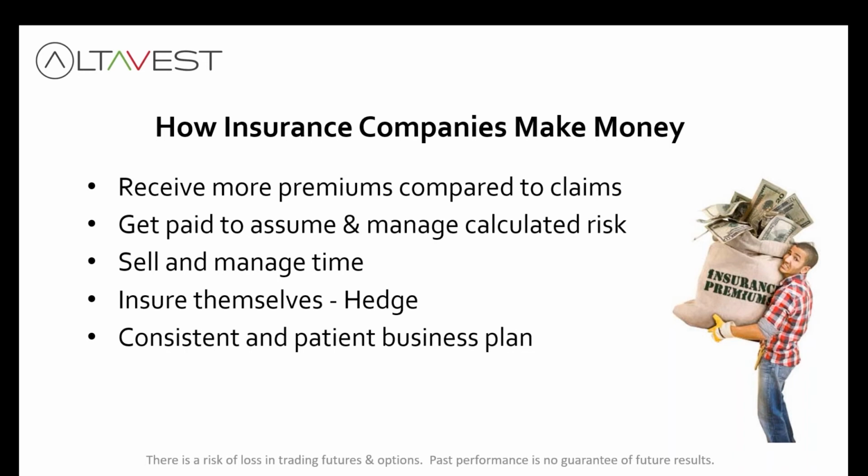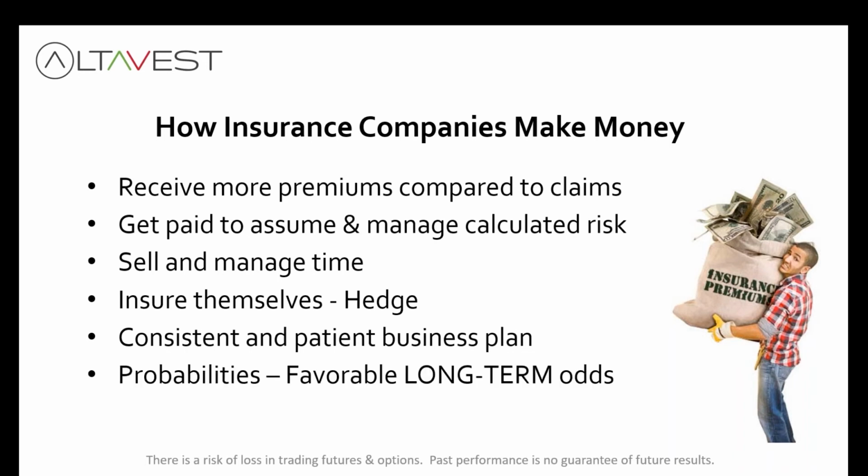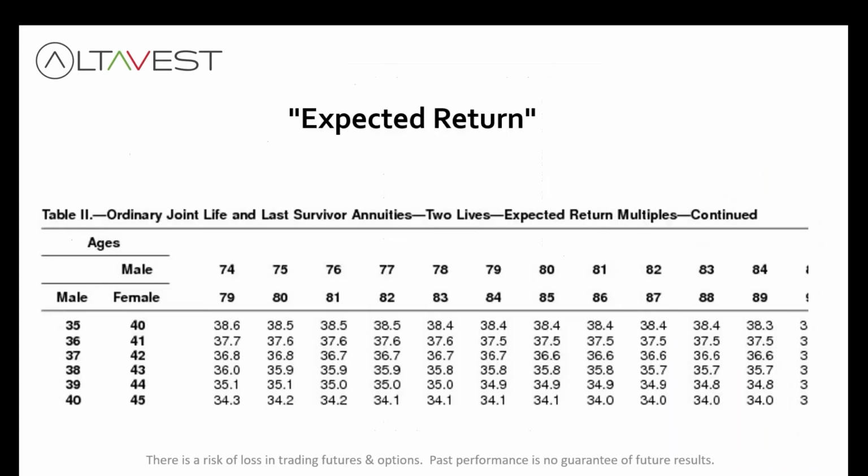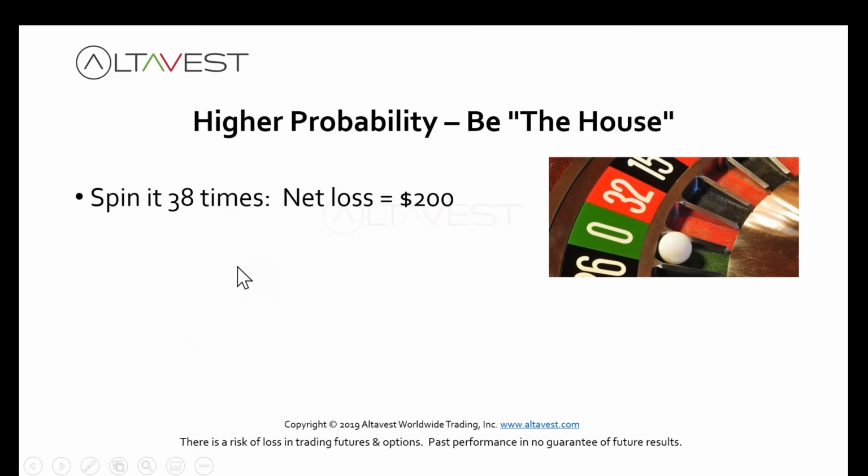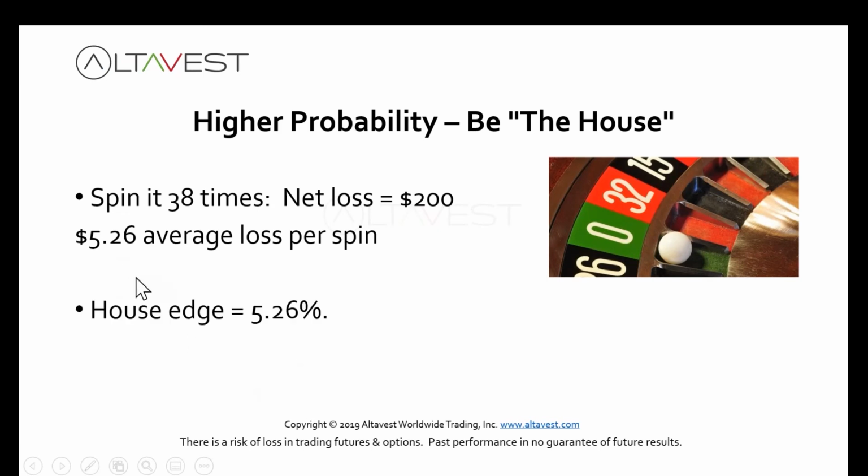And they have a consistent approach to their business, and they look at probabilities. Long-term odds is what they're looking at. Statistics, expected returns, actuarials, just math, pure and simple, very dispassionate, very objective, just like a casino. For example, you spin that roulette wheel, bet on the green zero. You do that enough times, and on average, you're going to lose $5.26 per spin. So that's the house edge.